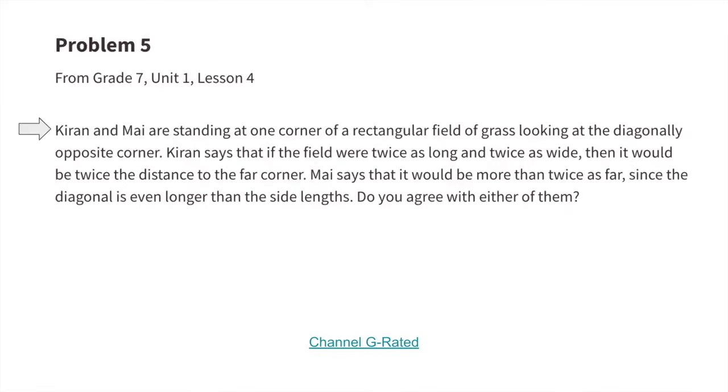Number 5. Kieran and Mai are standing at one corner of a rectangular field of grass, looking at the diagonally opposite corner. Kieran says that if the field were twice as long and twice as wide, then it would be twice the distance to the far corner. Mai says that it would be more than twice as far, since the diagonal is even longer than the side lengths. Do you agree with either of them?